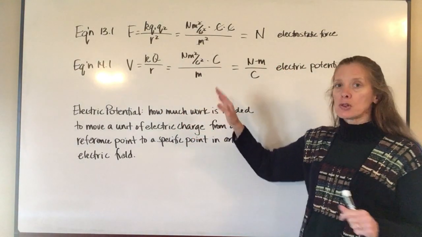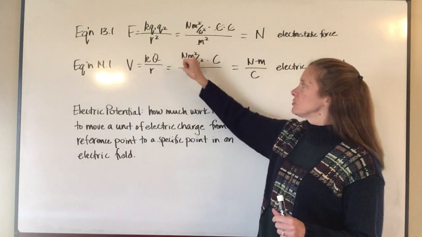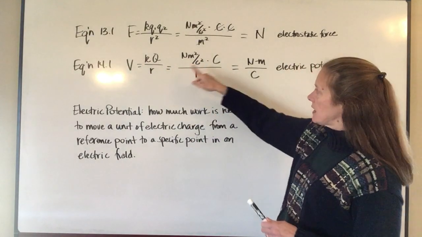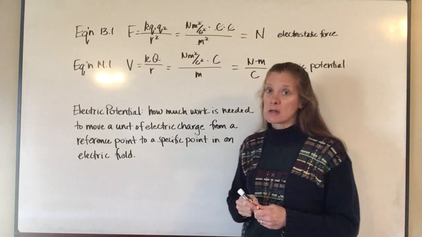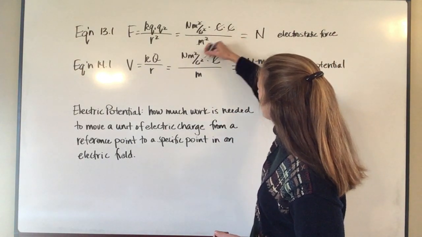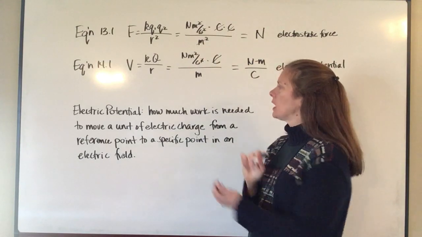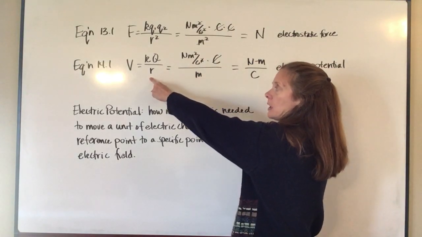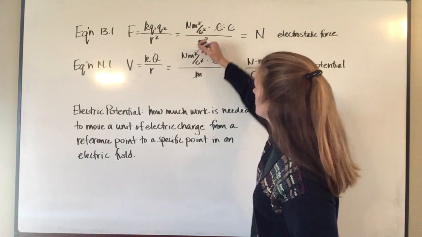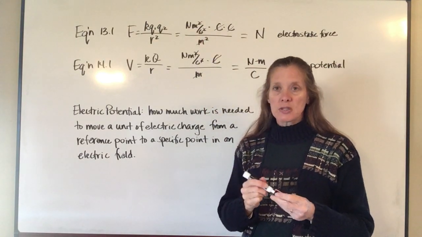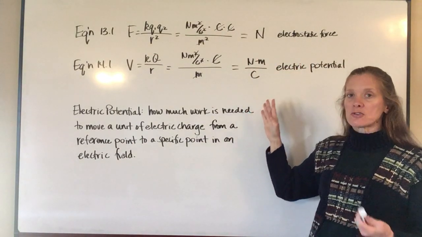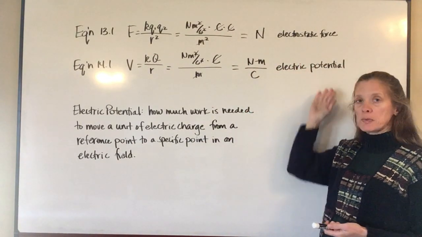So if I look here at units, it's Newton meter squared per Coulomb squared, because that was the units for the constant, times the charge, which is going to be in coulombs. And so that means that one of these is going to cancel out, and then the distance on the bottom, which is in meters, so that means that one of these will cancel out. And when those cancel out, I'm left with a Newton meter over a Coulomb. And he tells you that those are the units for electric potential.